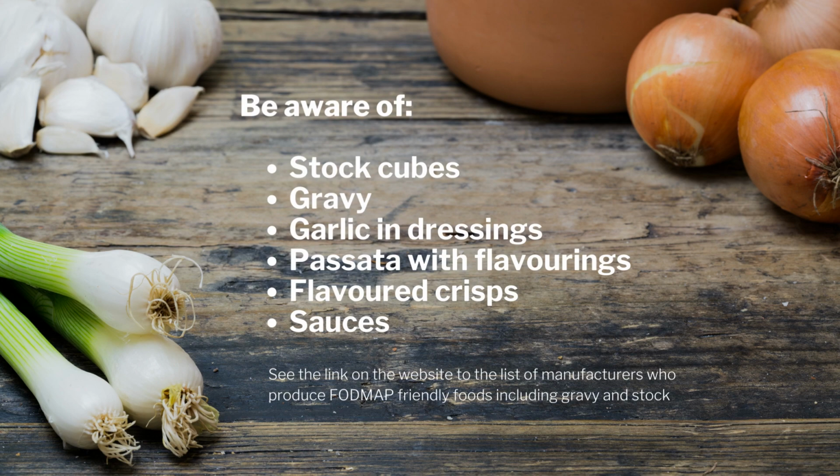Be aware that stock cubes, gravy, garlic in dressings, passata with flavourings, flavour crisps, sauces, these can all include garlic and onion. And what I will also send to you along with the PDF of all these slides is a manufacturer's list. So manufacturers who make FODMAP friendly foods, including things like gravy and stock. So hopefully you'll find that helpful.